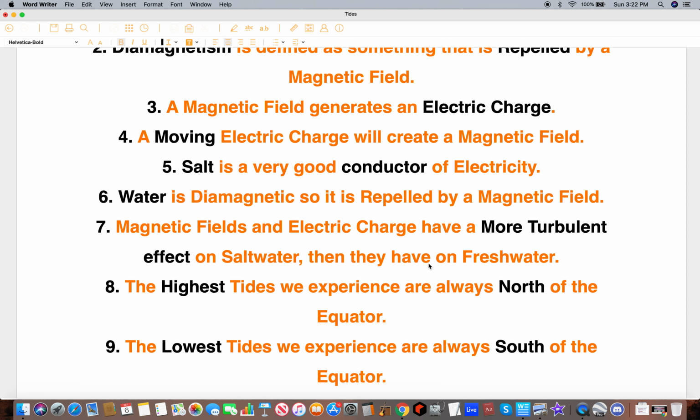We also have the highest tides we experience always in the north, and the lowest tides we experience always south of the equator. So north of the equator, the highest tides; south of the equator, the lowest tides. Now it's correlative, but we can show with demonstration that the correlation could very easily be the cause.